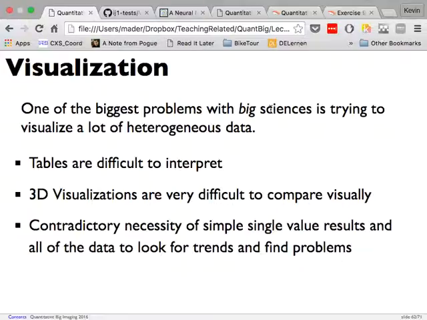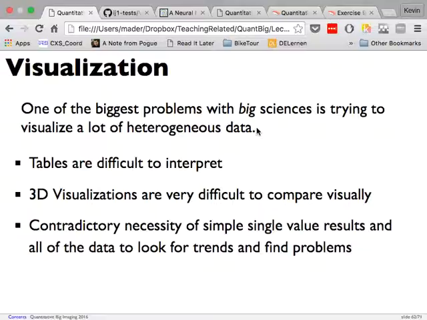Okay. So the last thing, which is a final shift for the last lecture, is this idea of visualization. You'll see that with a lot of the analyses that you perform, you can very easily generate a huge amount of data, and visualizing it is very challenging. Tables can be really difficult to interpret. 3D visualizations are very difficult to compare. If you're looking at two 3D graphs or images, it's very challenging to say what the differences are.